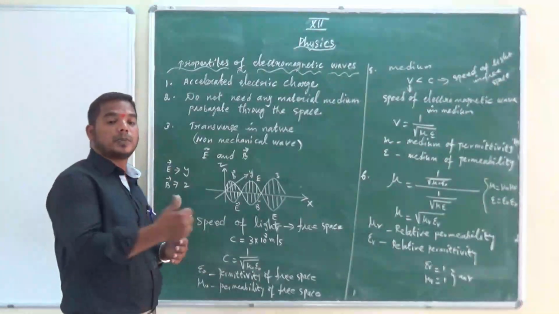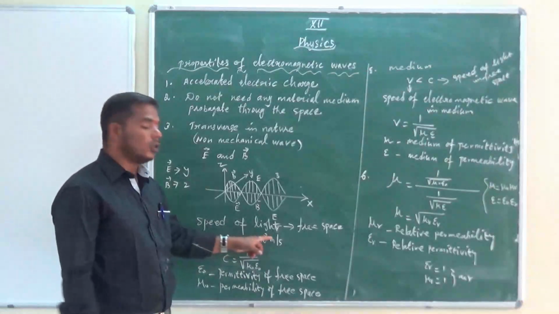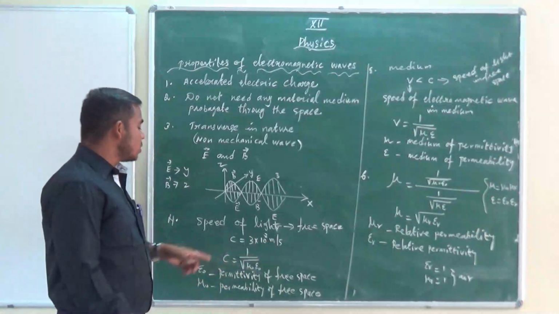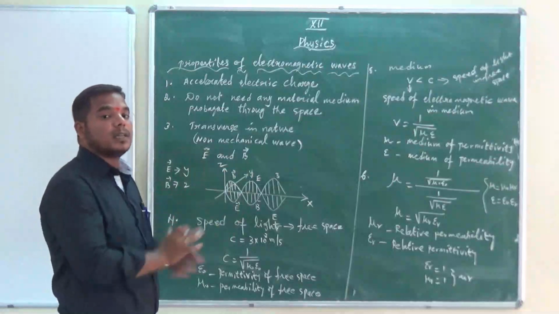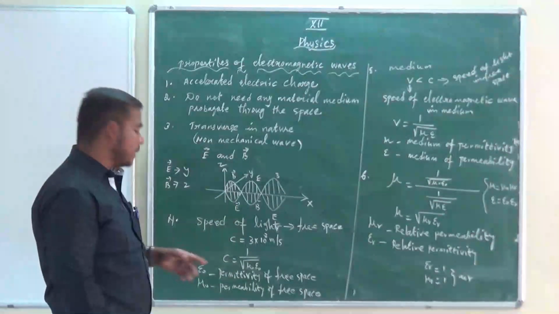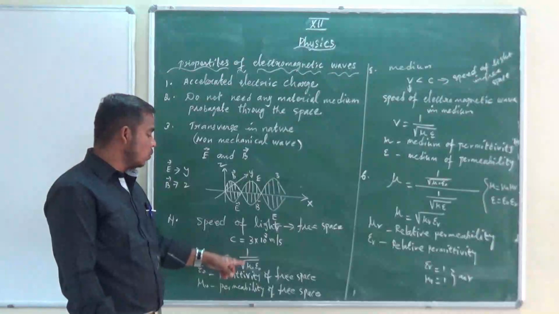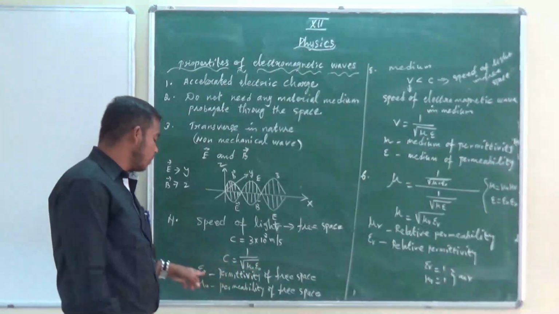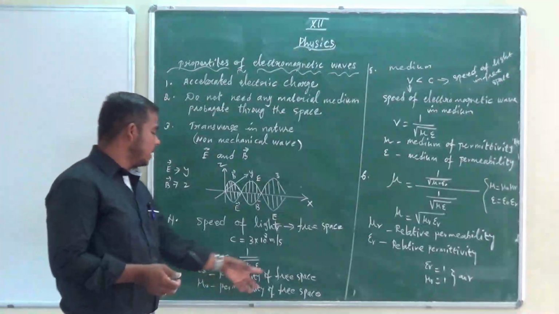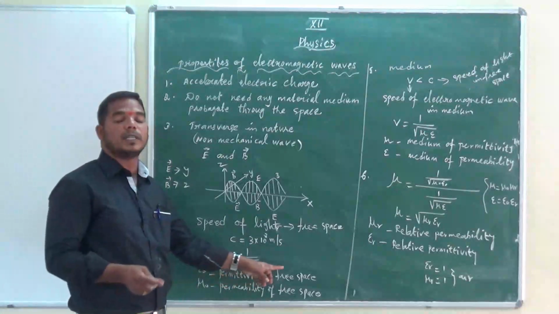And fourth, the speed of light in free space. What is the speed of light? It is 3 into 10 to the power of 8 meter per second. So electromagnetic waves travel in free space; we write the equation C is equal to 1 divided by root of mu 0 epsilon 0. Here mu 0 is the permeability of free space, epsilon 0 is the permittivity of free space.